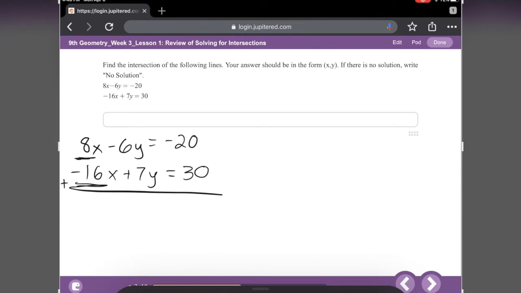So what can we multiply the top equation by, or what can we multiply the bottom equation by to get the x's to be 0 when added together? Looks like we'll multiply the top equation by 2, and then we'll multiply the bottom equation by 1, just keep it the same. Okay, let's see what that looks like. It's going to be 16x minus 12y equals negative 40. Okay, then the bottom equation will be left as is, so negative 16x plus 7y equals 30.